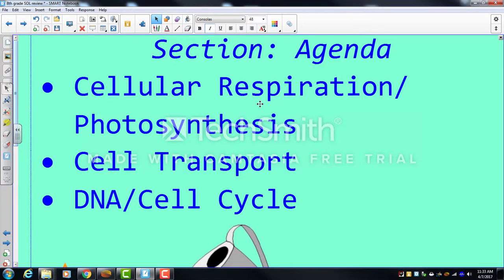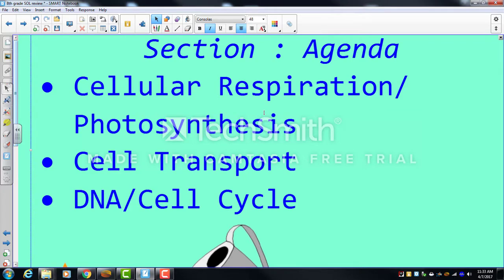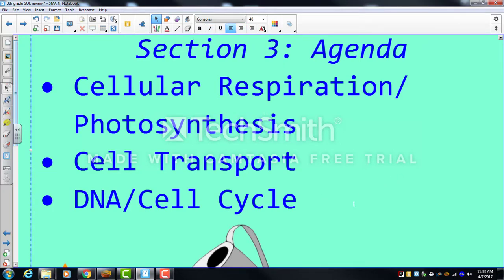All right, moving on. This is section three, I think. Section 3 agenda. Next up, we're going to talk about two big chemical reactions. Now that you're eighth graders, these chemical reactions probably make a lot more sense to you, because this year you even balanced chemical equations. So reviewing these two cellular respiration and photosynthesis equations is like a piece of cake, especially because they're basically the same thing, just backwards. And then we're going to talk about cell transport, and then we'll get into DNA and the cell cycle.